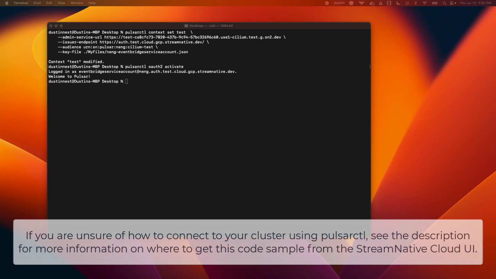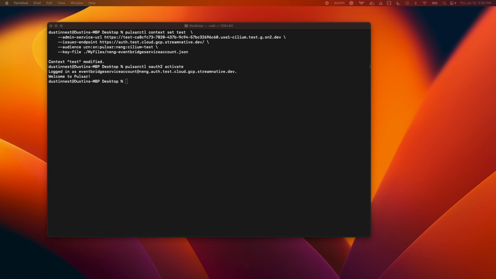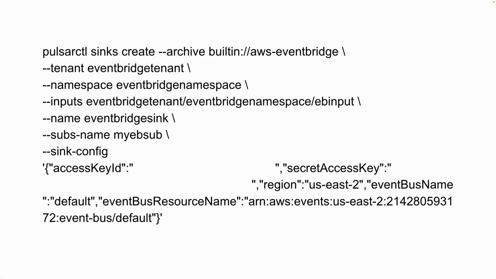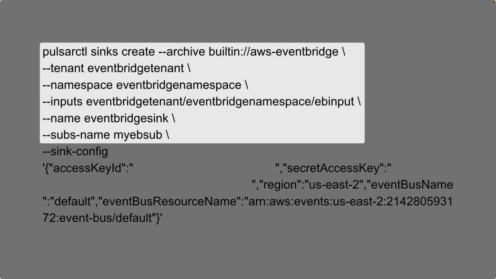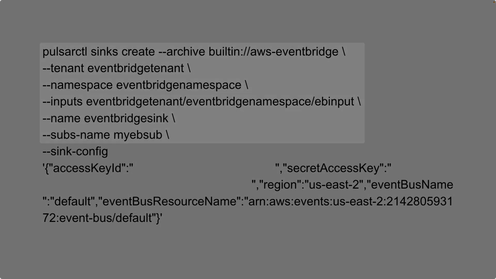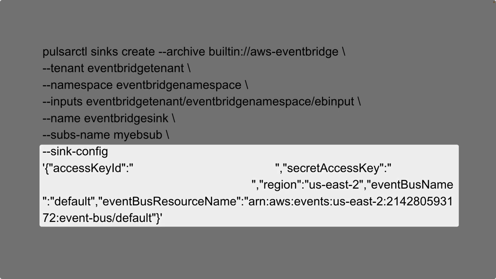Now that we're connected to our cluster using pulsarctl with the service account, we're ready to create our sink. Let's start by showing you the final command, and we'll break it down piece by piece. I like to think of there being two main parts to the pulsarctl command: the flags immediately after sinks create, and also the sink config section.